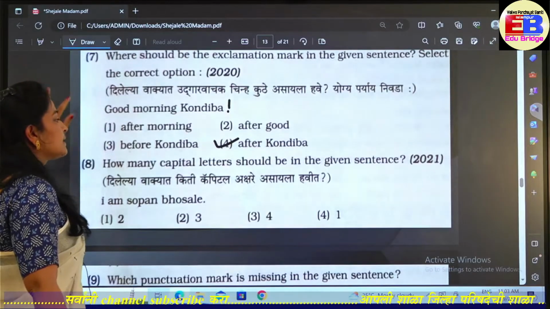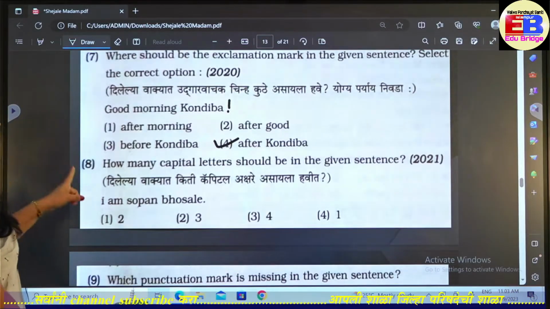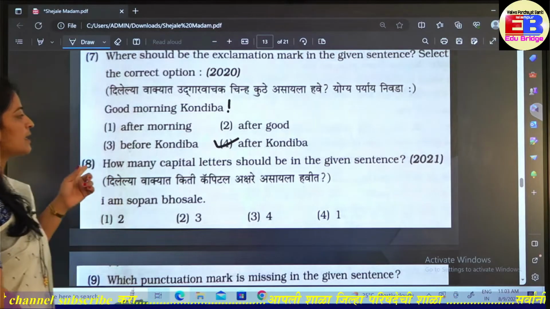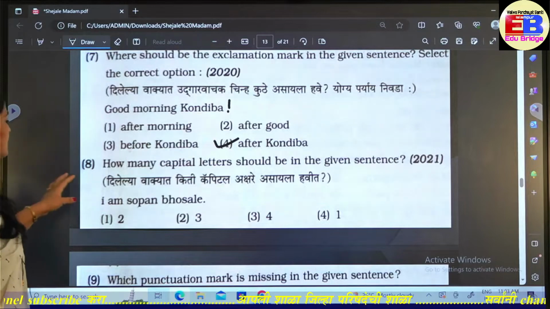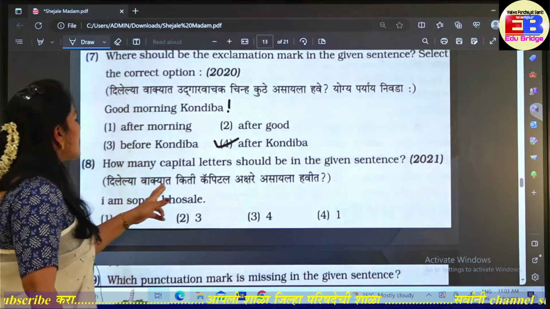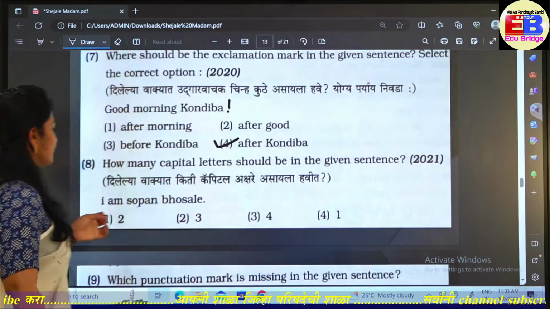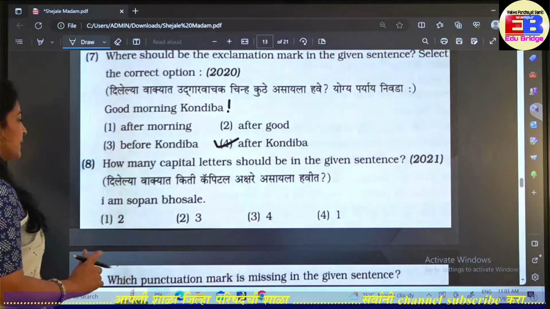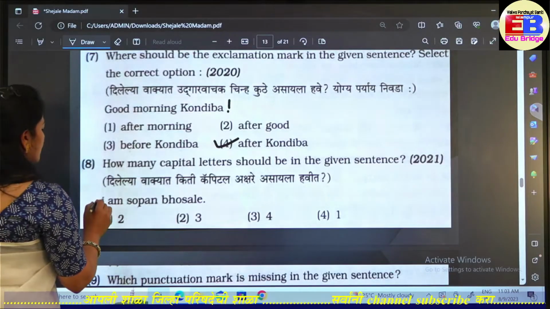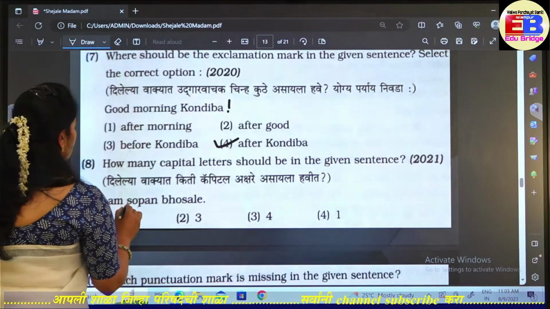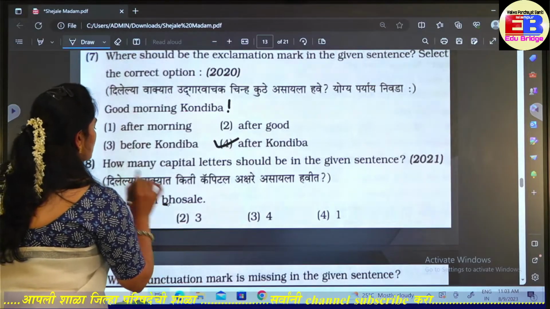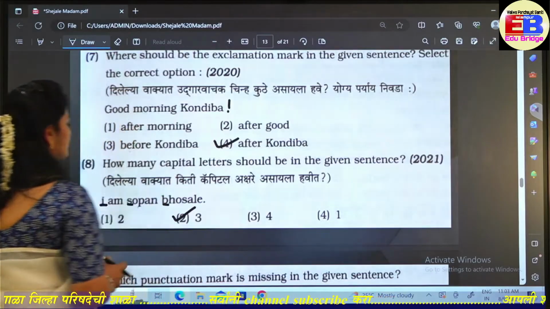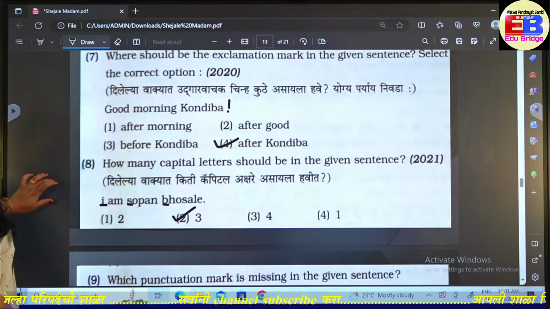How many capital letters should be in the given sentence? The same question had been asked in 2021 examinations. Scholarship examला विचारलेला प्रश्न आहे बघा हा, 2021 च्या पेपर मध्ये. दिलेल्या वाक्यात किती कॅपिटल अक्षरे असायला हवीत? इथं सेंटेन्स दिलाय, आय एम सोपान भोसले. So where to use the capital? Here I, Sopan is the proper noun, and also Bhosle. So in 3 places we have to use capital letters.